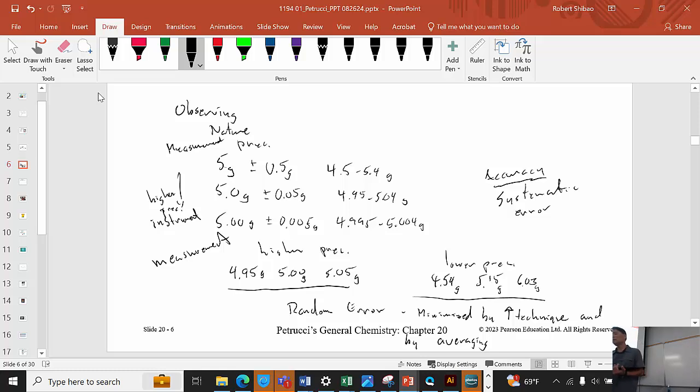And the thinking goes like this. Since it's random, half the measurements should be above the true value, half the measurements should be below the true value, and then they should cancel out. But they're only going to cancel out perfectly if we take how many measurements? Many. We'll just say many measurements.